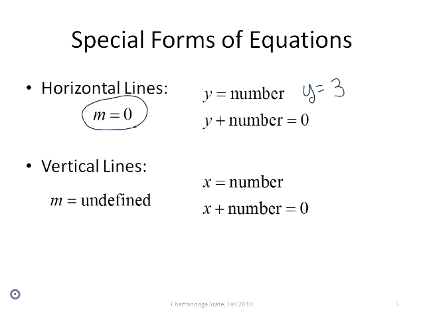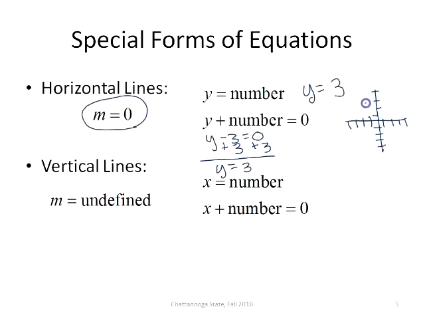Now, it could have the number on the other side. It could be something like y minus 3 equals 0, but you could easily add the 3 to both sides to write it in the form y equals 3. So the y equals 3 tells us where that horizontal line is going to lie. If I were to sketch a graph here real quick, y equals 3 tells me I have to go up to the point 0, 3, and then I just draw a horizontal line.